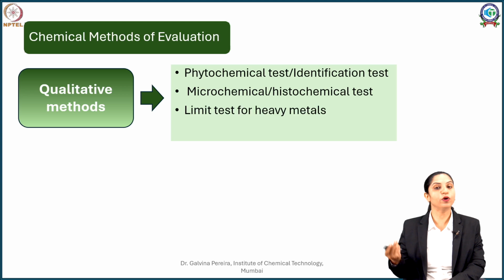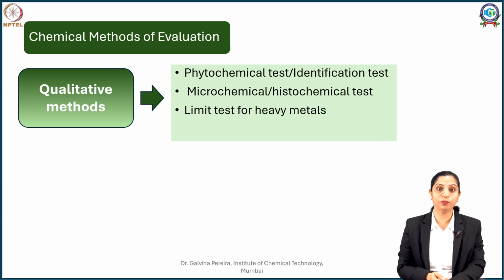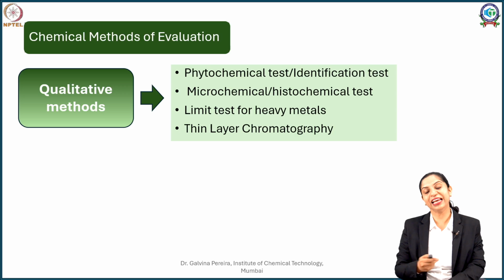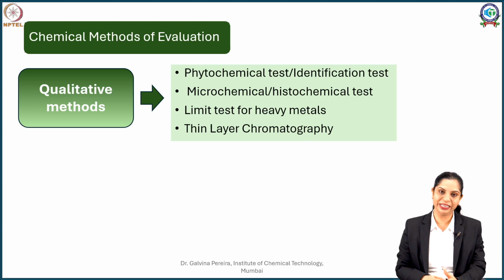Whenever you are processing a herb, there are impurities which might come in, and some of these impurities include heavy metals. Heavy metal poisoning causes a lot of acute disorders, and as a result, the limit to the amount of heavy metal that should be there in the sample has been specified by different pharmacopoeias. So we will be seeing limit tests as well as TLC as a method. So in this particular session, we will be seeing phytochemical evaluation, microchemical test, limit test as well as thin layer chromatography.